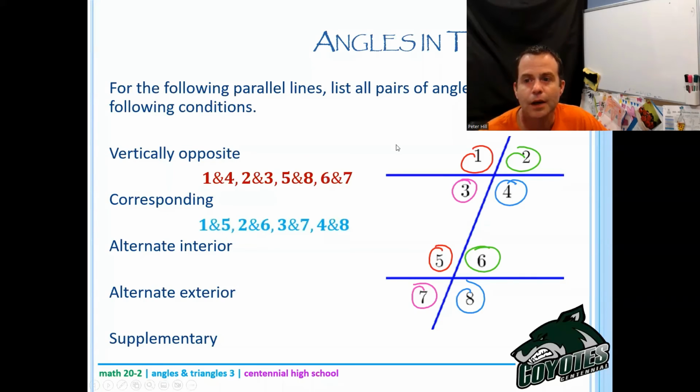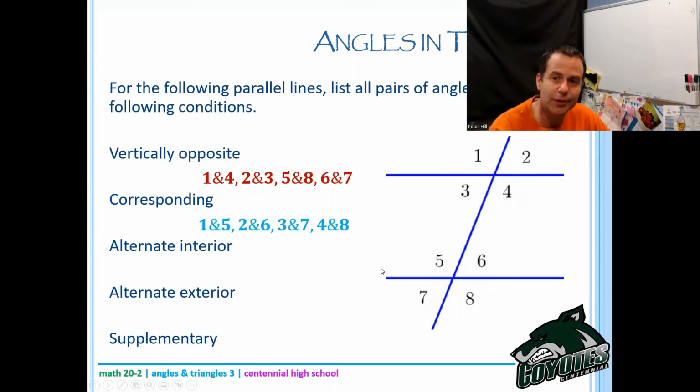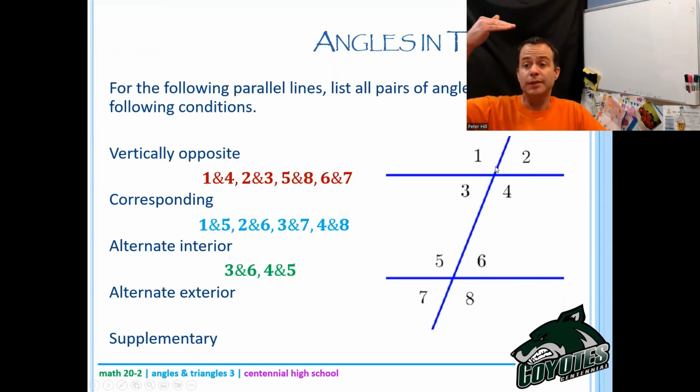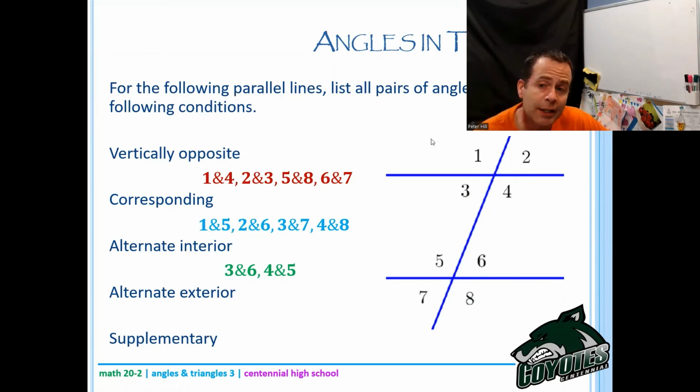Okay. All right, for alternate interior, I would be looking at the Zs, right? The corners of the Z. So I've got either 3 and 6, or I've got 5 and 4 here. Okay, either 3 and 6 or 5 and 4. Alternate exterior. Well, I'm doing kind of the similar thing I just did, except now I'm on the outsides of the parallel lines. So I'd actually be looking at 1 and 8 or 2 and 7.